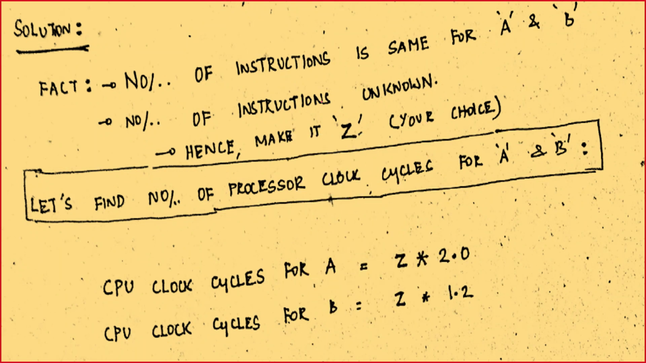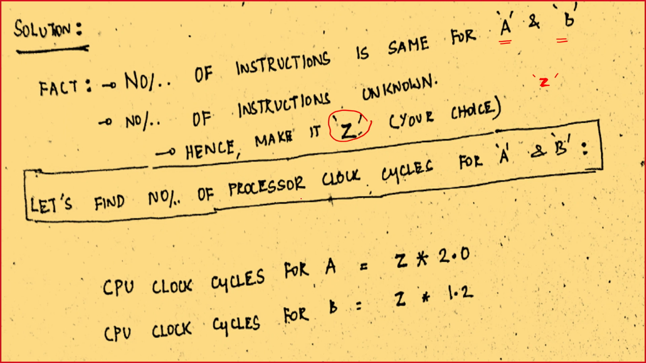It's a very important question. Now, remember, the number of instructions is the same for A and B. I told you that, right? Because it is the same program. And did I tell you how many instructions I have? No. I do not know the number of instructions, so I assume it as Z. I am free to assume, and that's what I have done. Now, Z is nothing but the number of instructions.